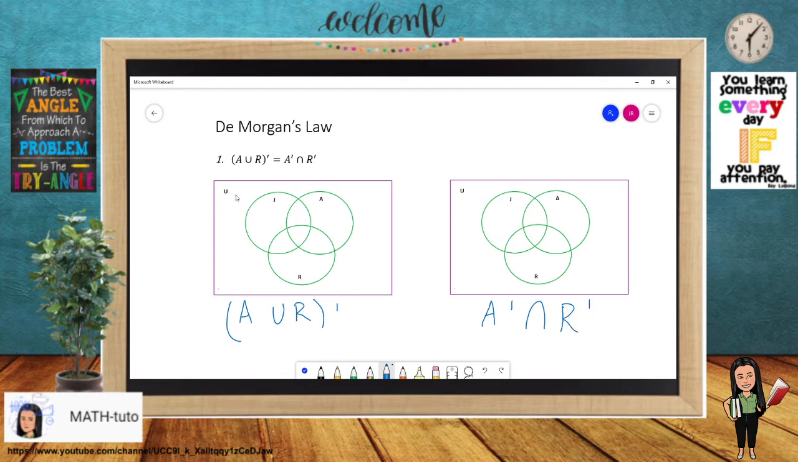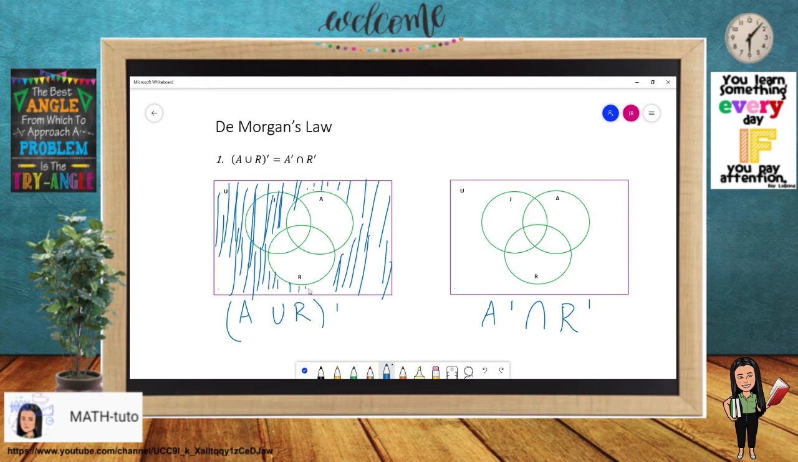Yung una muna, A union R, edi ito yon. Complement, we will shade everything in the universal except for A union R. Edi ito yon, yung nasa labas. According to De Morgan's law, dapat daw ito ay maging equal dun sa intersection of A prime with R prime. Oops, burahin ko lang yung excess. Okay, pasensya na sa aking drawing. Anyway, clear naman na ito lang yung walang shade, ano? Yan.